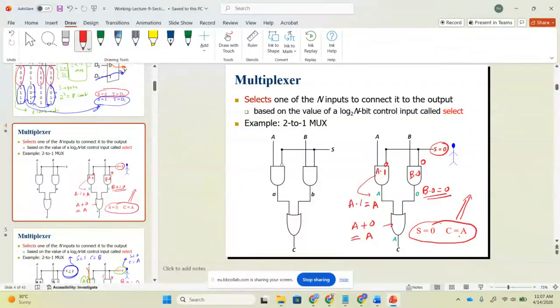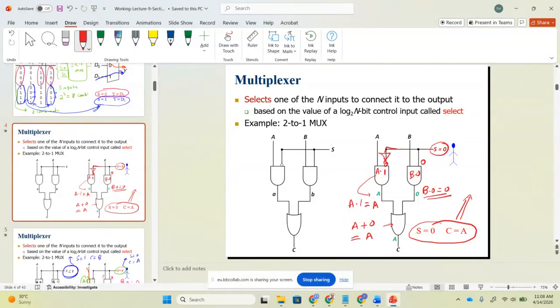Professor, I don't get why it's A dot 1 if S is 0. Because there is an inverter here, there is a bubble here. Can you see the bubble here? Oh, okay. I thought that's a 0. Got it or not got it? Yes. Because there is a bubble here. So basically, there is an inverter here. Very good. Got it?